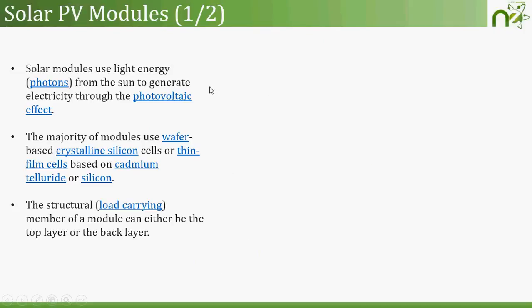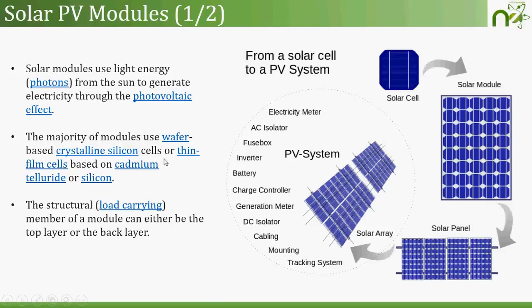Let's now talk about the solar PV modules. Now, solar modules use the light energy that is coming from the photons from the sun to generate electricity through the photovoltaic effect. Now, how do these modules convert or generate electricity? So, this module uses wafer-based crystalline silicon cells.